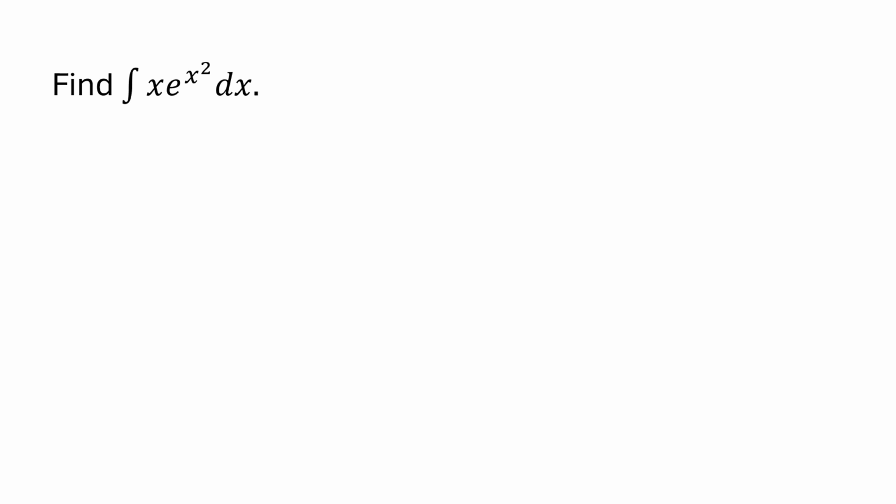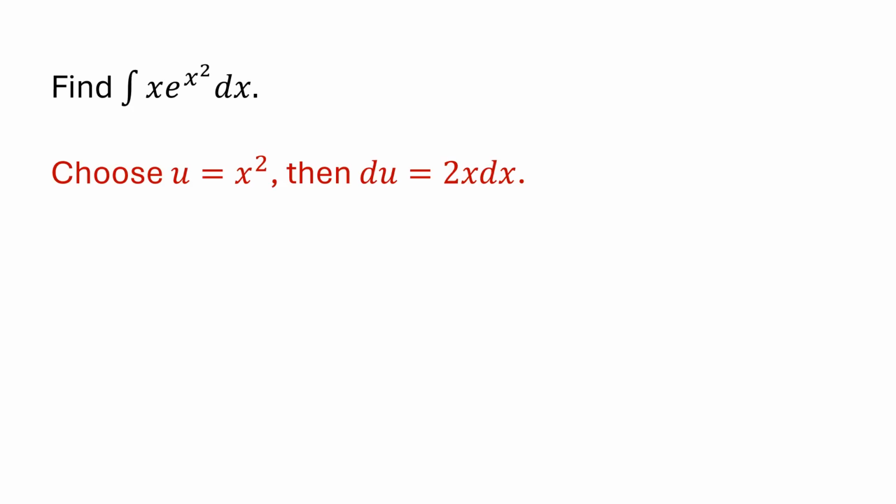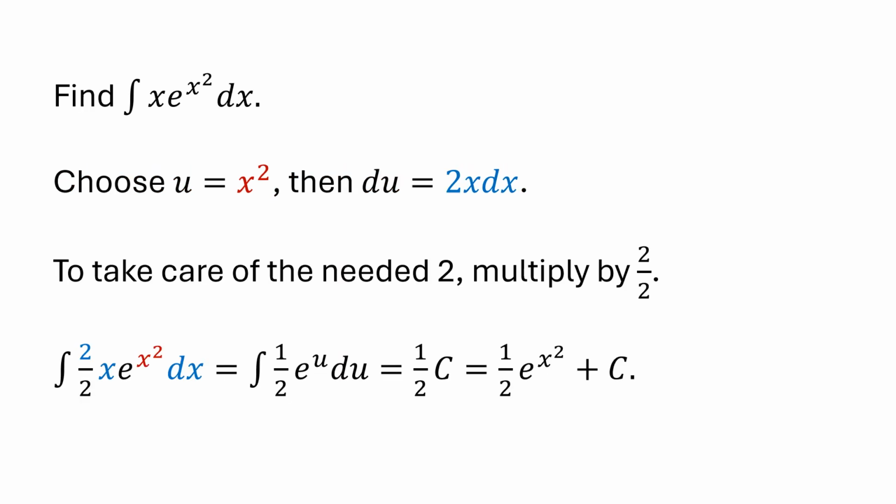Find the integral of x e to the x squared dx. Choose u equals x squared. Then du equals 2x dx. Take care of the needed 2, multiply by 2/2. So we have the integral of 2/2, which is a form of 1, so we can always do that. x e to the x squared dx, or 1/2 e to the u du.